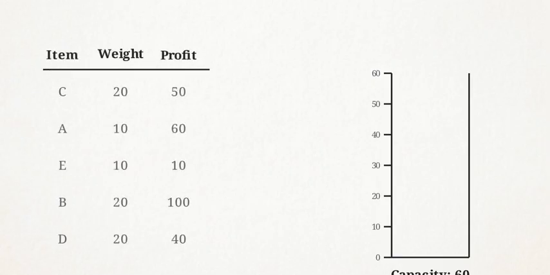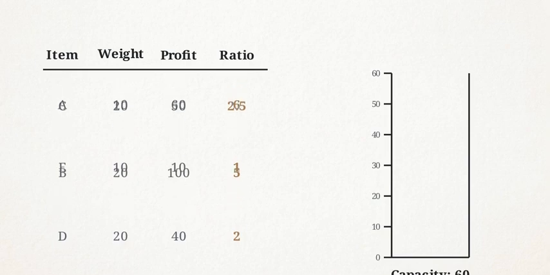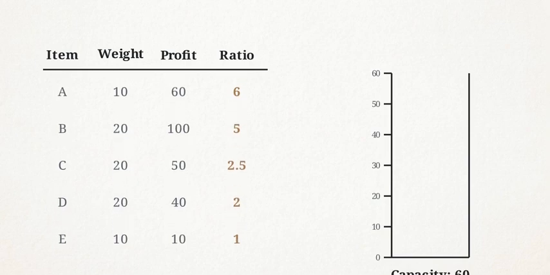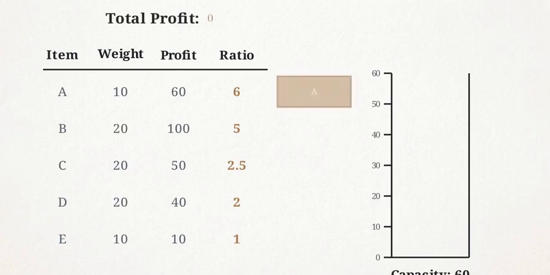Let's test greedy logic with the fractional knapsack problem. Imagine a bag with a hard weight capacity of 60. You want to maximize the profit inside. We start with this table showing items, weights, and profits. A greedy algorithm seeks the most value per unit of weight. We calculate the profit-to-weight ratio for each item, then sort the list, placing the highest ratio items at the top.